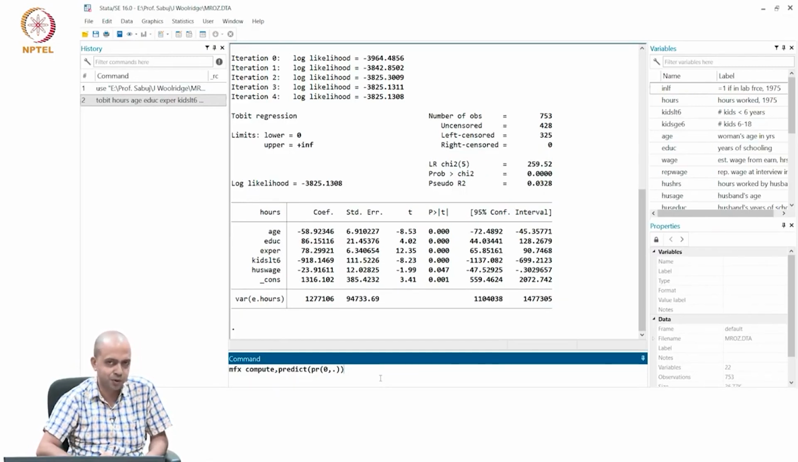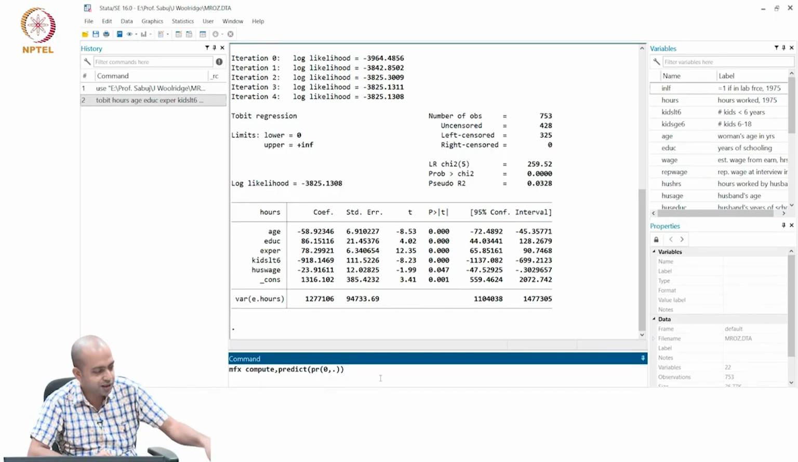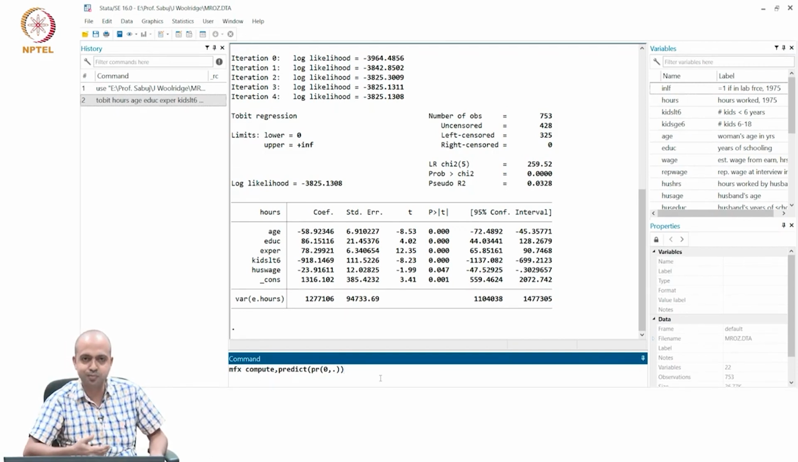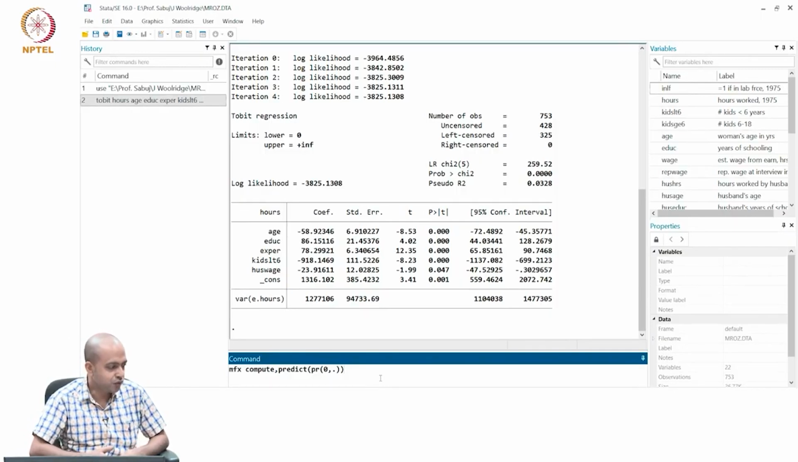MFX compute means anyway I am interested in computing marginal effect. After that, what we are asking Stata is, you first predict what is the probability that the woman participates in the labor force. That is why predict PR, probability, and in the bracket 0 comma dot, it means greater than 0, that means positive labor supply. So, I am asking Stata, you first predict what is the probability of labor force participation, and then you can actually calculate a change in probability from that base point.